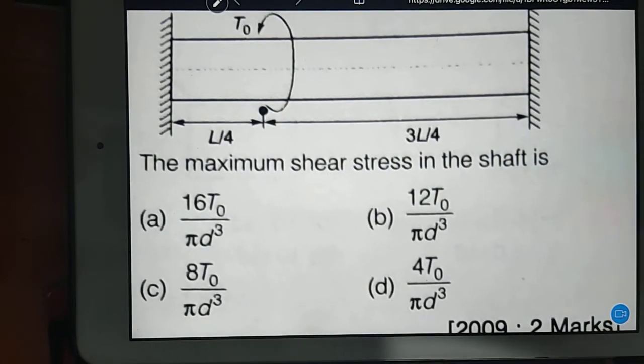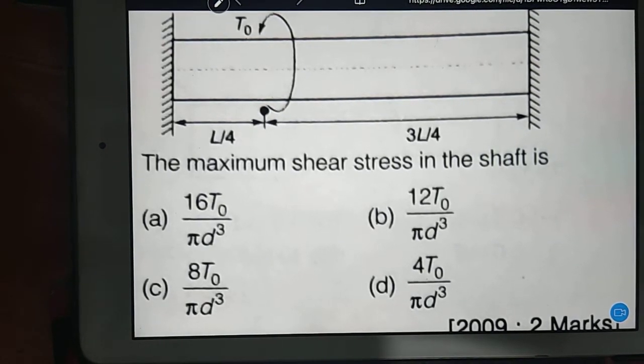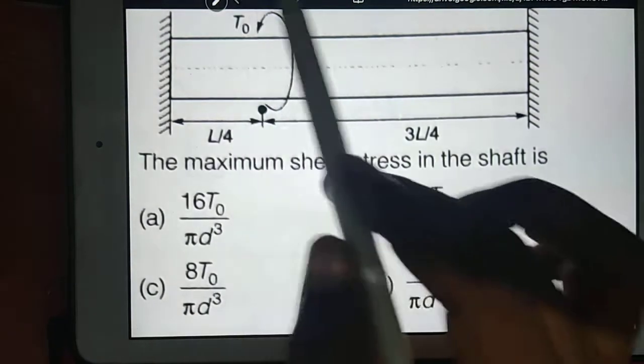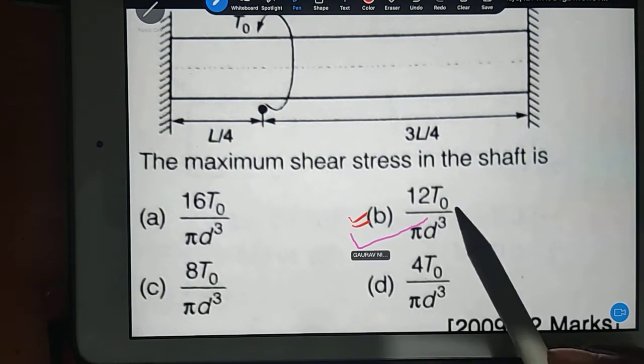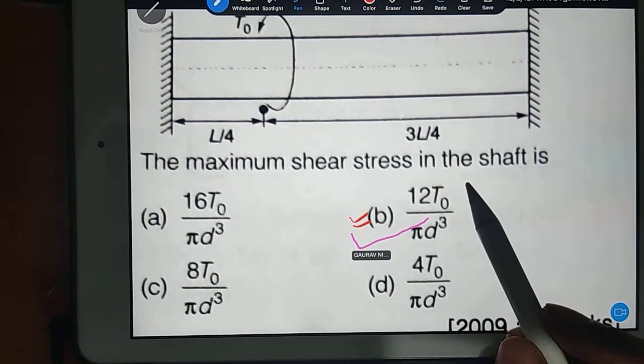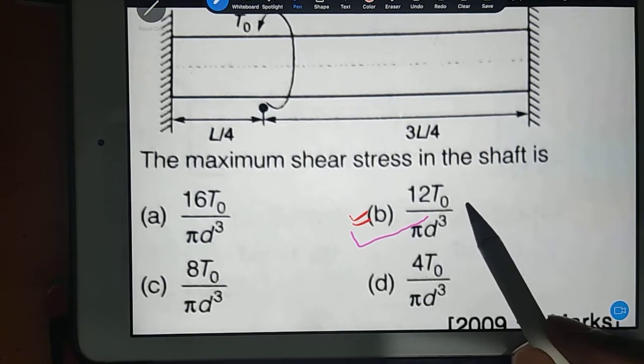Which option is correct? Option B is correct, right? Because, yes, because 3 times extra. So multiply 3, so 12. So this answer is correct.